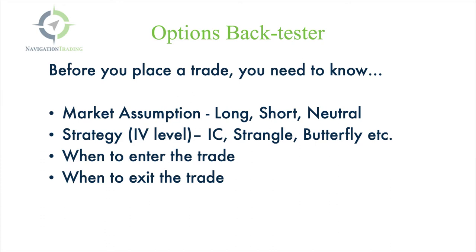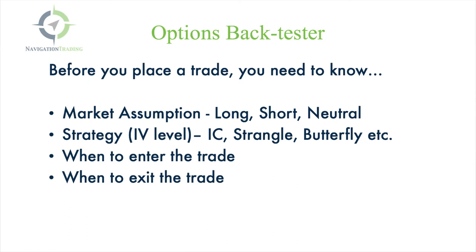You need to know, what's your market assumption? Do you have a bias to the long side, short side, or are you more neutral on the underlying symbol? Second, what's your strategy? Are you trading an iron condor, strangle, butterfly, etc.? And a lot of that depends on where the implied volatility level is. And then you need to know when to enter the trade and when to exit the trade.